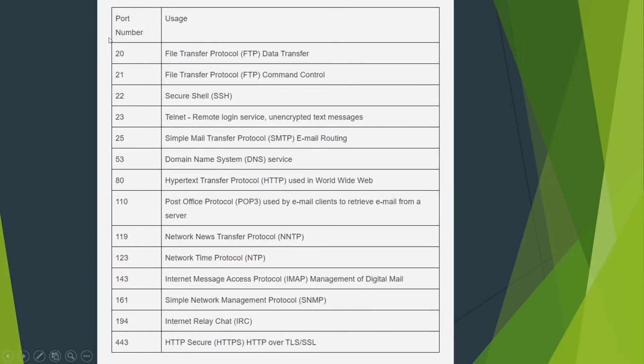So these are some well-known port numbers and their services: 21 for FTP and 22 for SSH, 23 Telnet, 25 SMTP, and 53 DNS, and so on.